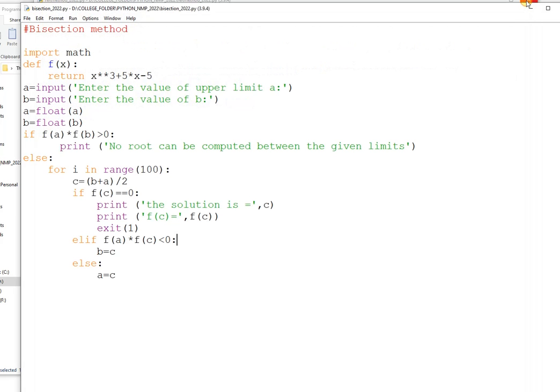And this is the Python program for the bisection method.